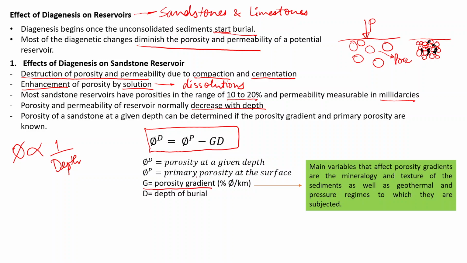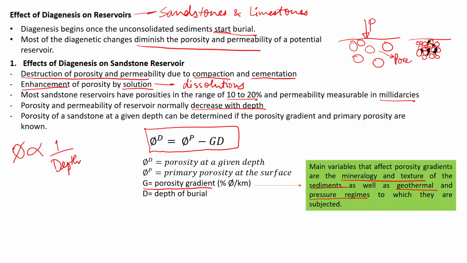Normally, it is one of the most important factors, the porosity gradient, as to how it is changing with the depth. And the main variables that affect the porosity gradient are the mineralogy and texture of the sediments, as well as the geothermal and pressure regimes. So mineralogy will decide whether the mineral grains are going to get dissolved, or are they going to remain unaffected by the pressure at a certain depth. The texture means the sorting of the grain. So are the grains well sorted or poorly sorted? That will also impact the porosity and permeability.